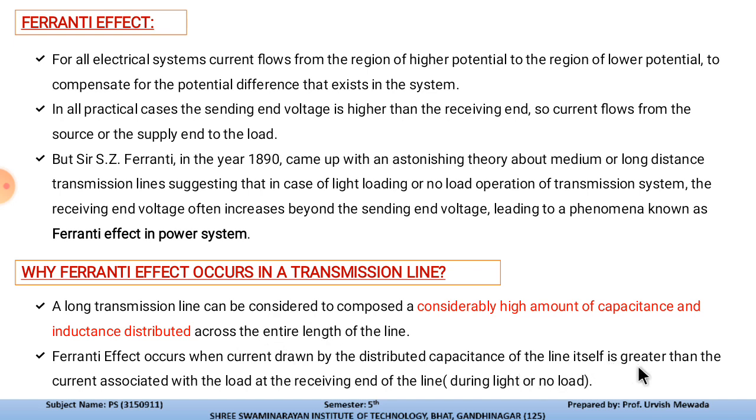the current drawn by the line itself is greater than the current associated with the load at the receiving end of the line. During the light load or no load condition, the capacitors formed in the transmission line will draw the power, so that due to the distributed capacitance of the line itself, the current is greater than the current associated with the load.